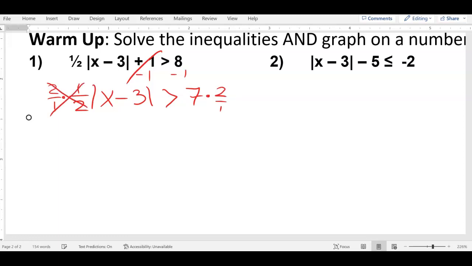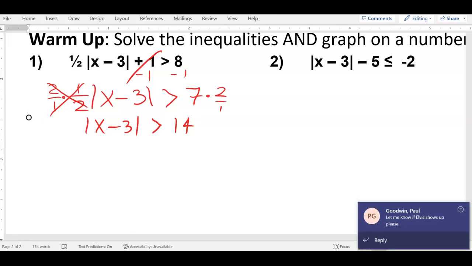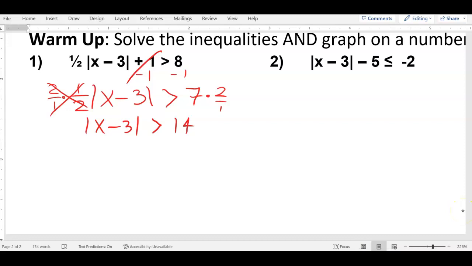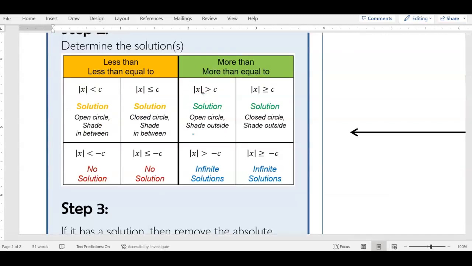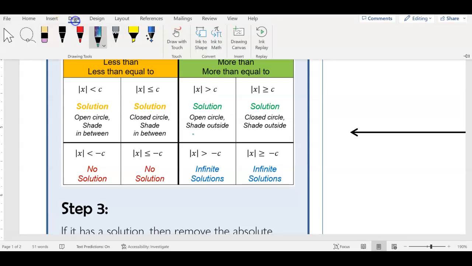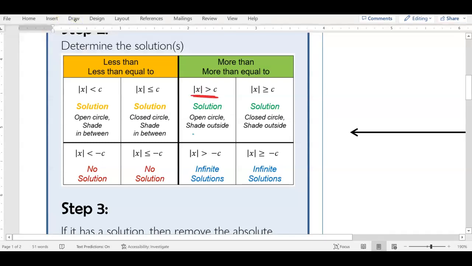Okay, these fractions cancel out, and now I have absolute value of x minus 3 is greater than 7 times 2 is 14. Okay, now the bars are greater than a positive number, so that means, looking at our notes here, when the bars are greater than a positive number, it looks like this. That's an open circle shaded on the outside. So that's going to look something like this.